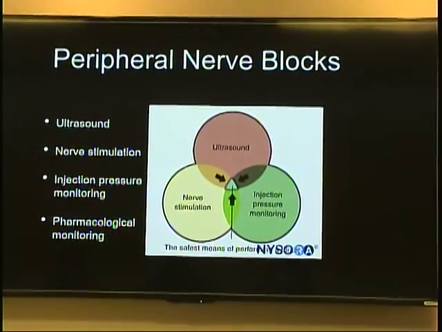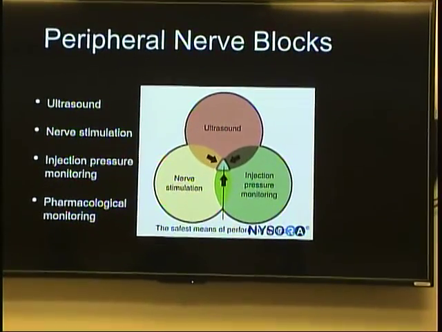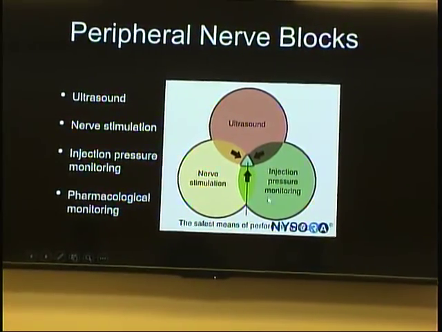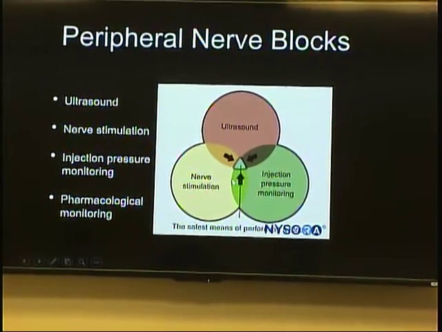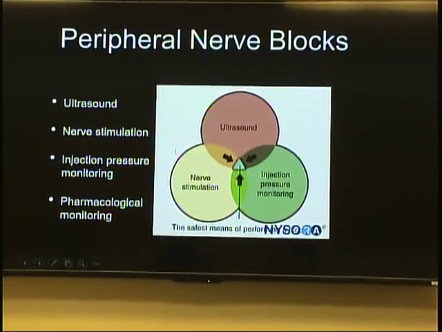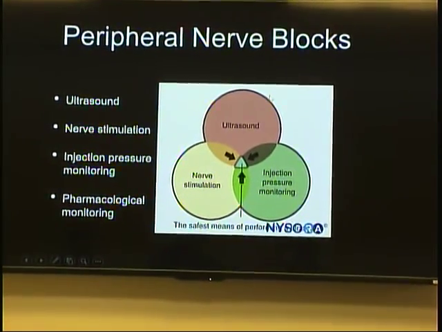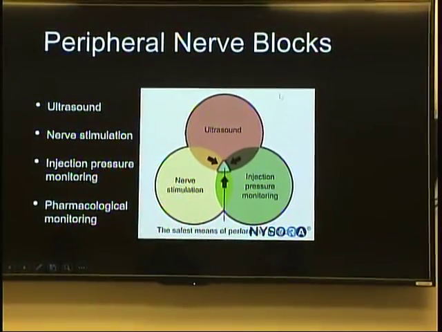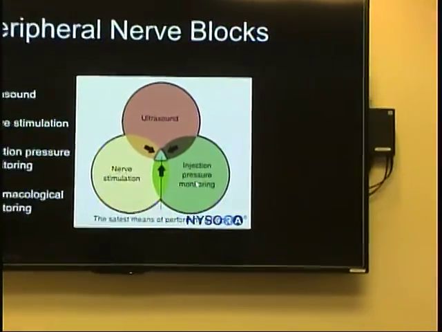Nysora has a Venn diagram. So you're using ultrasound, injection pressure monitoring, nerve stimulation, and epinephrine should be here too. It should be like 4 circles. Ultrasound's really revolutionized everything. I think most people just use the ultrasound, and then they'll also turn to their nurse or the tech and say, "Hey, is it too much pressure? What's the pressure while I'm injecting?"